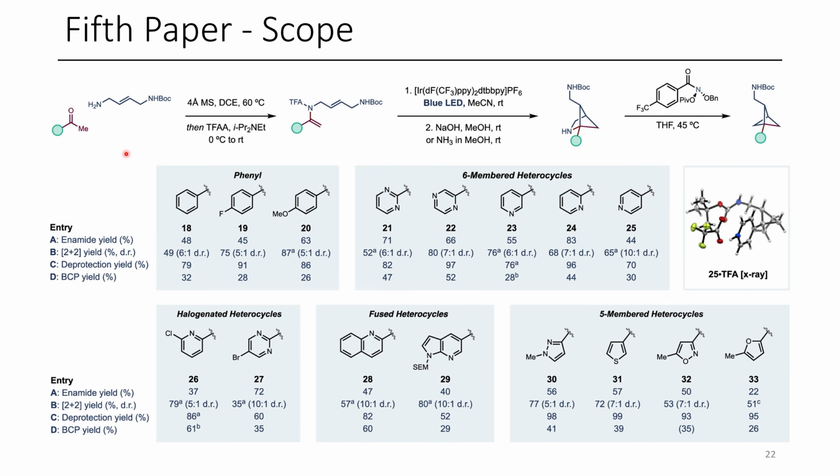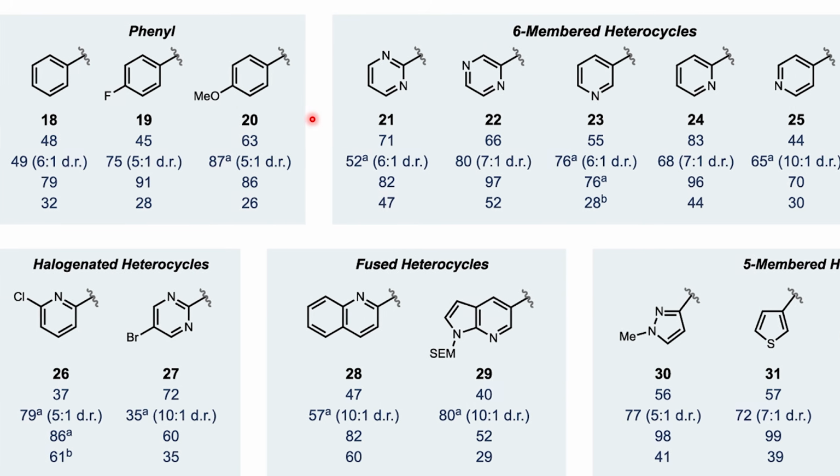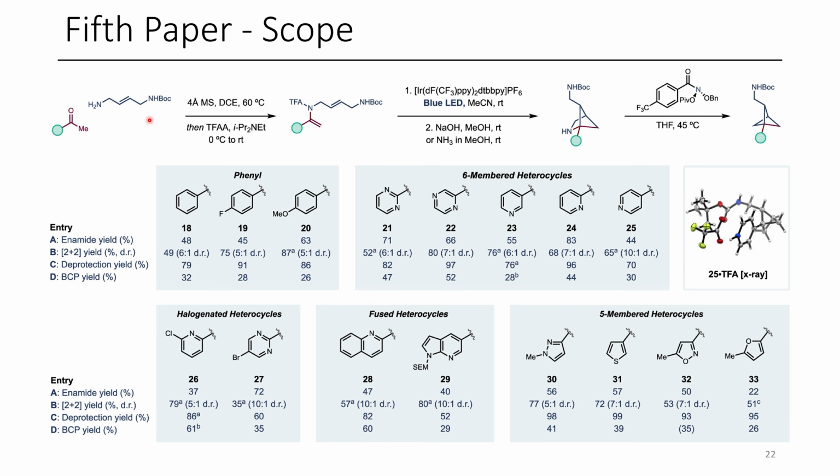The scope of this chemistry was quite good. The authors tended to focus on substituting what this green group was with a number of different heterocycles. In this case, you can see this NH-Boc group is present on all of the examples in this scheme, although the authors do have other schemes in this paper that I would encourage you to check out. This chemistry works quite well.